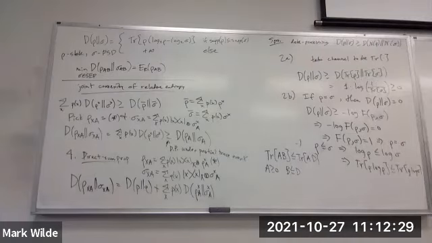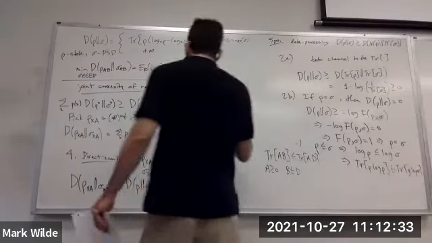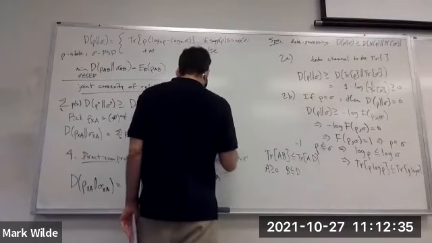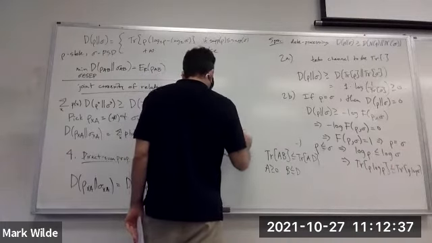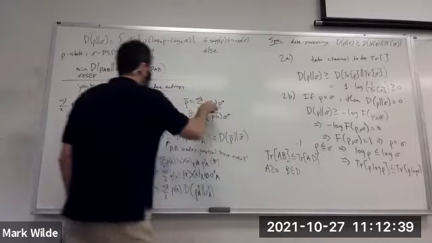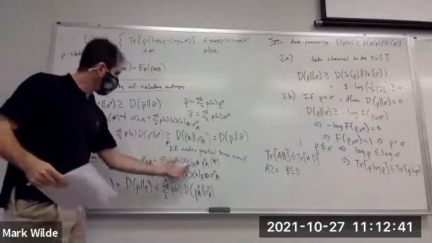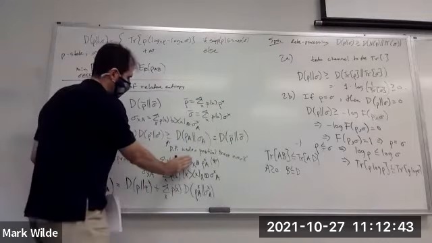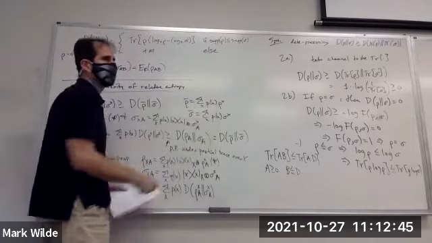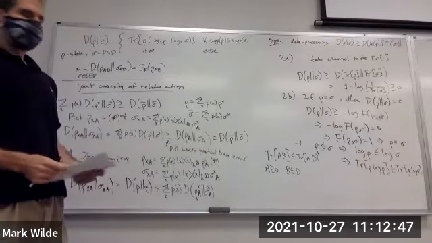How does this relate to rho bar and sigma bar? They're equal. Yeah. Right. So this is rho bar. If you do a partial trace over X, you get rho bar. Yeah.